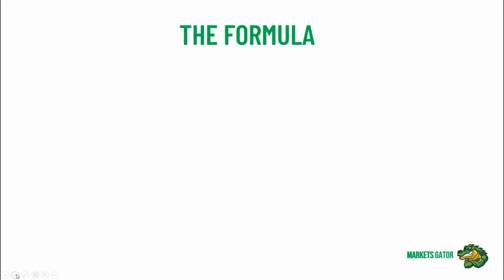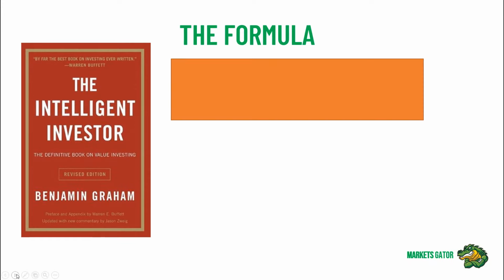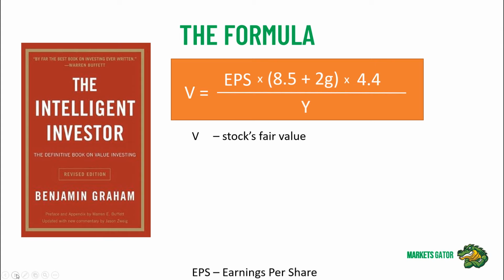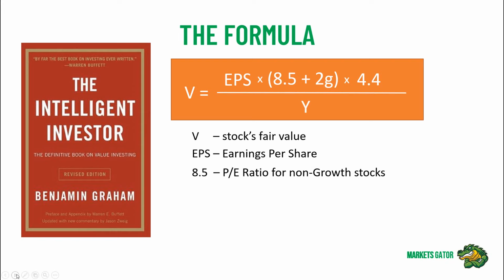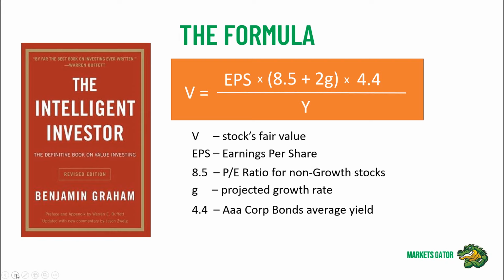The formula we're talking about today comes from Benjamin Graham's legendary book, The Intelligent Investor. This is how it looks. Let's look at what each letter and component stands for. V is the fair stock value, the one we actually want to find. EPS is the company's earnings per share. This parameter can be easily extracted from the company's financial statement. 8.5 is a constant value, and according to Graham, it's the price to earnings ratio of non-growth stocks.